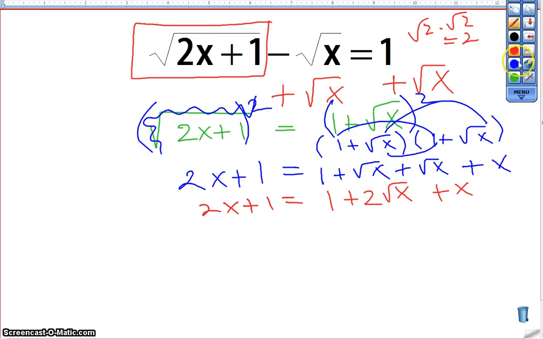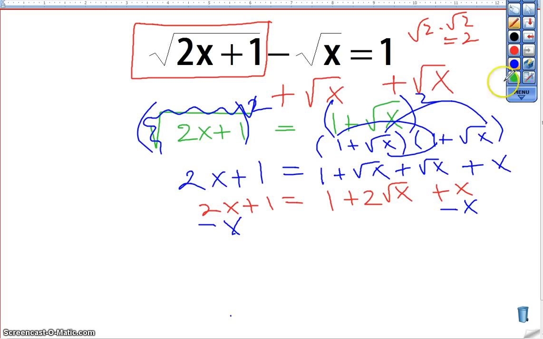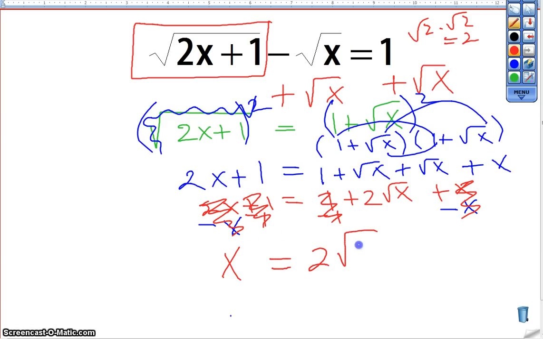Now watch how this works. I'm going to combine like terms. So I'm going to subtract my x from both sides. So I get a 1x over here. So he's gone and he's gone. I'm going to subtract 1 from both sides, so my 1's are gone. So I have x equals 2 square root x.